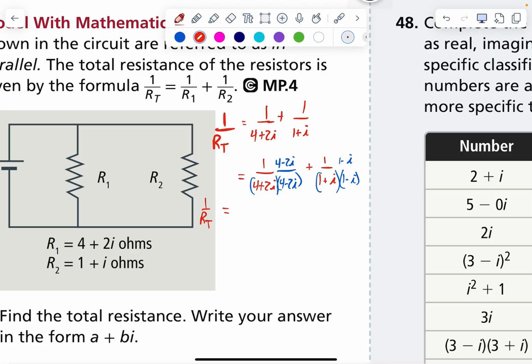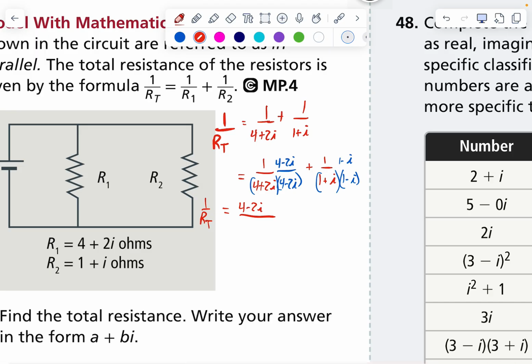Okay, so on the numerator, 4 minus 2i. And then what does the denominator become? Let's see if we can just talk through it. So 16, and then the 2i terms cancel, the 8 and the negative 8 cancel each other. So it's 16 from the 4 times 4. And then we'll get negative 4i squared, which is what? Positive 4, right?